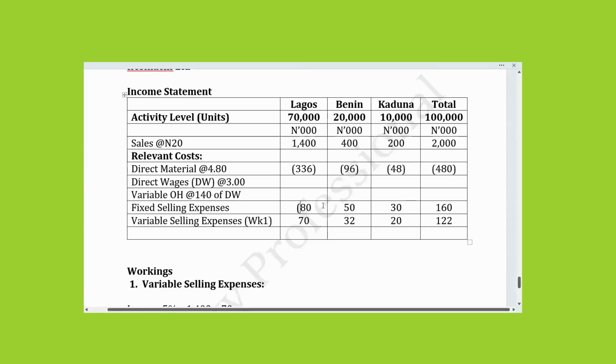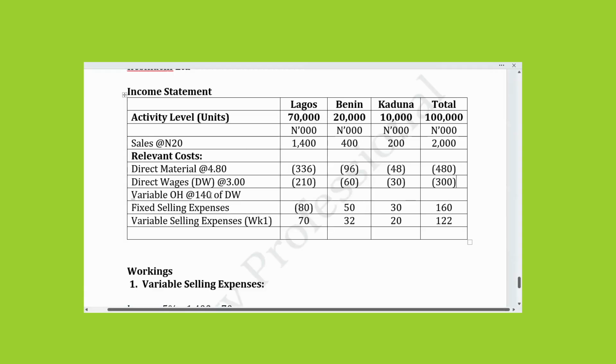210 for Lagos. Next, 60 for Benin. Next, 30 for Kaduna. Total, that's 300.